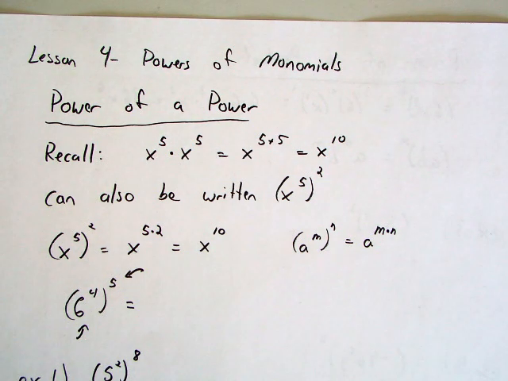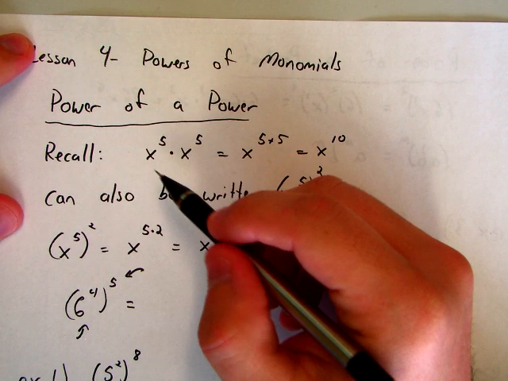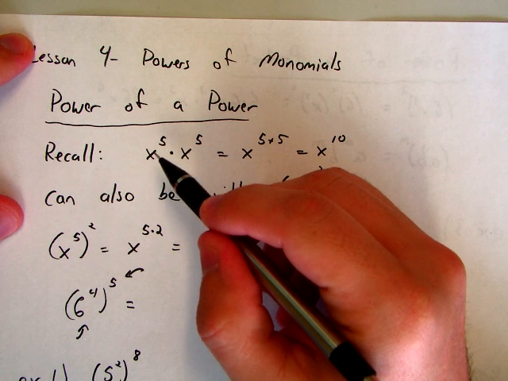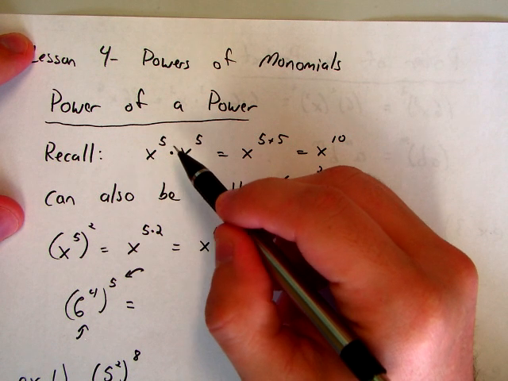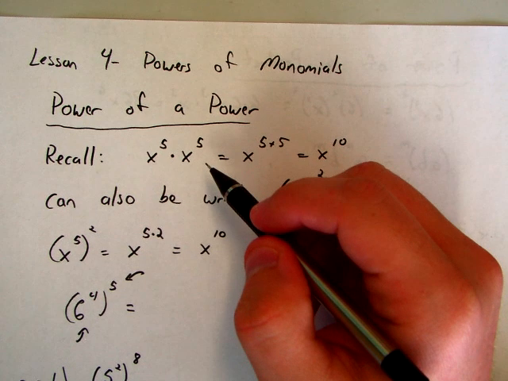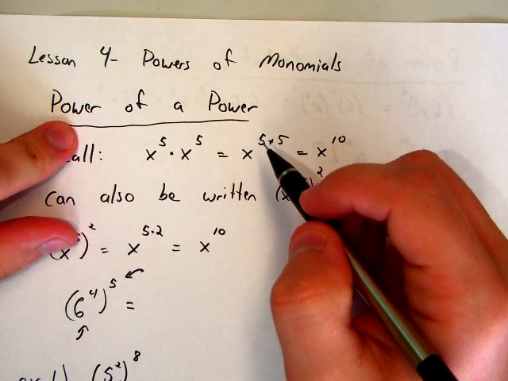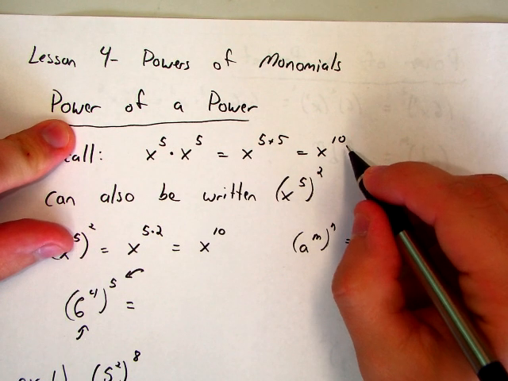Alright, so today we're going to be talking about Lesson 4. This is Powers of Monomials. So if you recall from Lesson 3, I believe, if we have x to the 5th times x to the 5th, we keep the base, we add the exponents. So this is really x to the 5 plus 5, which happens to be x to the 10th.